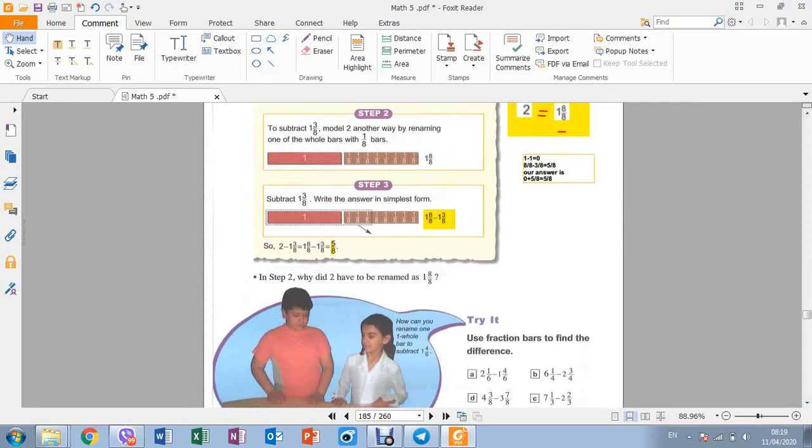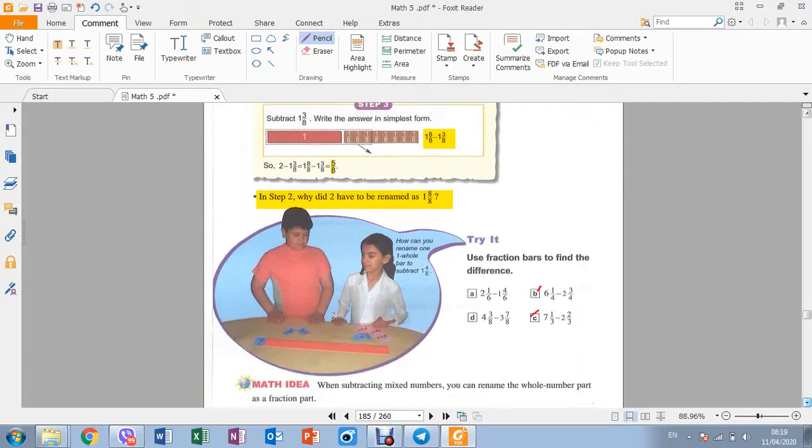In there we have a question. It asks in step 2, why did 2 have to be renamed as 1 and 8/8? Because we don't have any fractions. Because we changed this one to 8/8. I showed you, and this is your homework, okay? This one like this example, and this one.